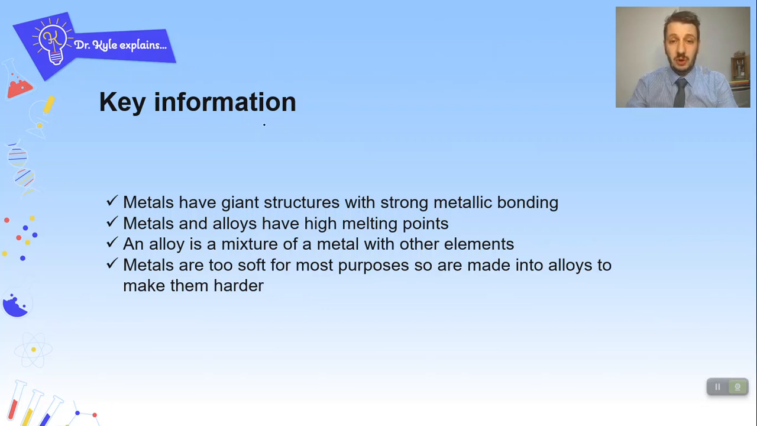Metals are too soft for most purposes, so are made into alloys to make them harder. Now, this is a concept a lot of people don't realise. They often think of metals that are very strong and used in construction, and that is very true, but they are alloyed with something else to make them harder. Most metals are actually relatively easy to bend and are quite malleable, so we need to make them harder by turning them into alloys.